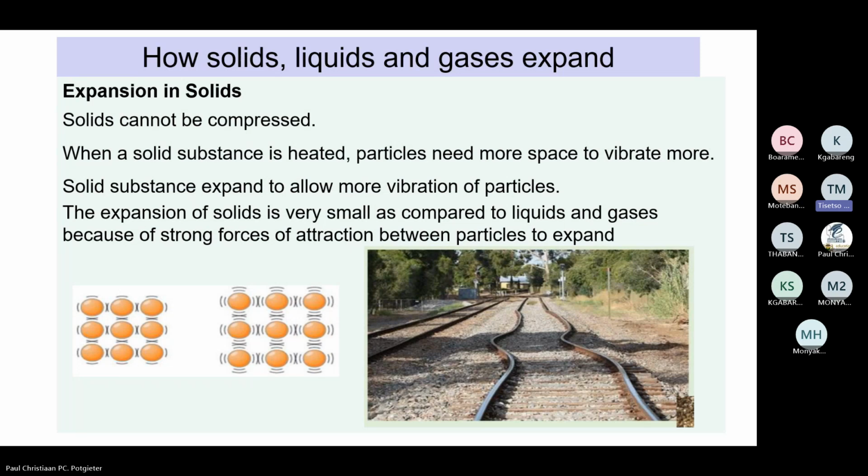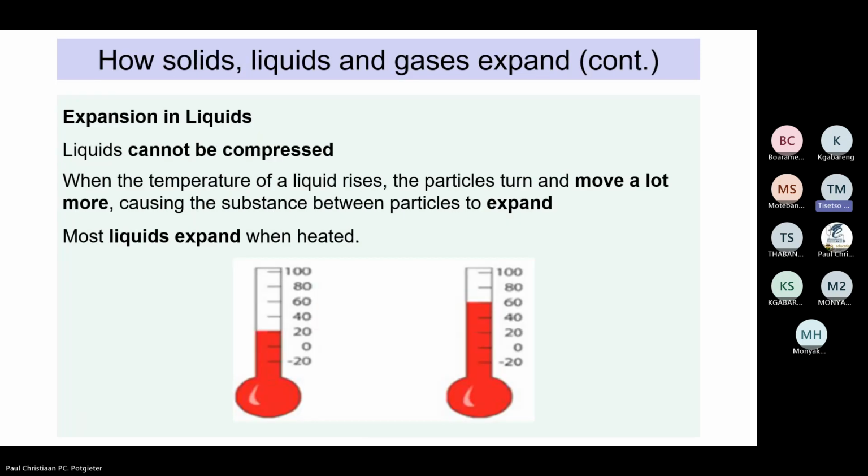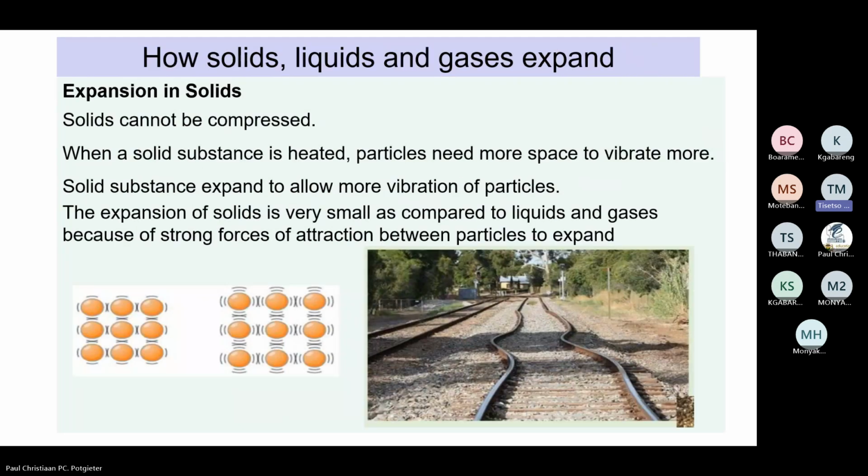That is the effect of the heat, as the particles of the iron on the railway track are vibrating a lot. Solid substances expand to allow vibration of particles. So the bending here is actually what is referred to as expanding. So the iron could not expand to any other side. They had to expand sideways, but that could not happen, but it led to the bending of the railway track. The expansion of solids is very small as compared to liquids and gases because of the strong forces of attraction between particles.